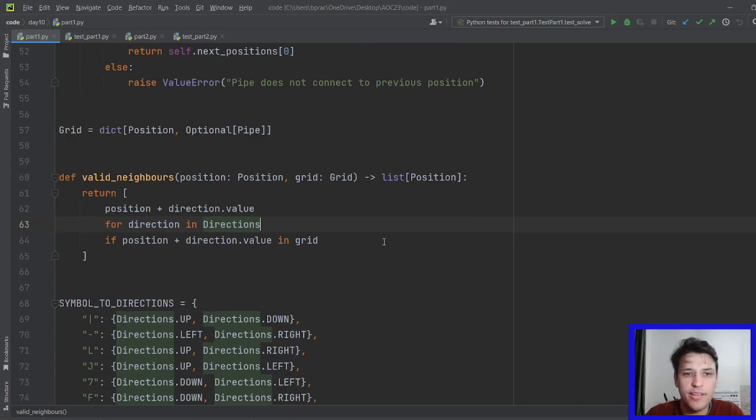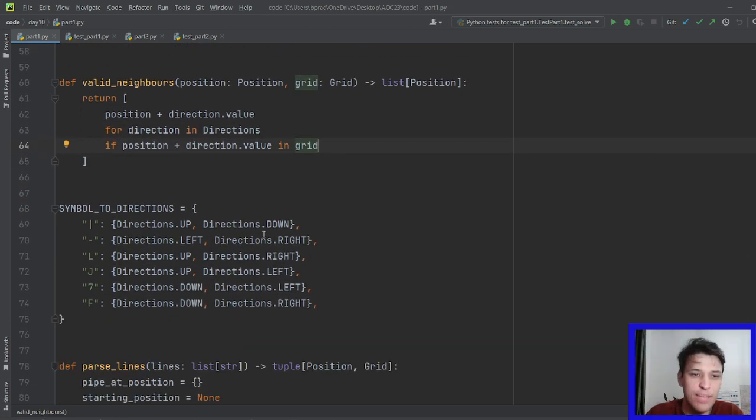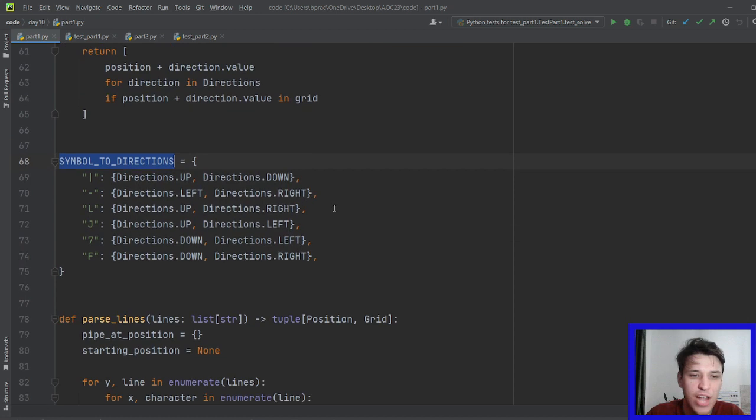But what we also need is to parse the input. For that, we define this dictionary, which essentially maps all the pipe entries to particular directions. So this pipe will continue in the upward direction and the downward direction, so we map it to a set of direction up and direction down. This pipe will continue in the left direction and the right direction. Then this L encoding stands for a pipe that continues in the up direction and in the right direction, and so on. That will be useful to parse the lines.